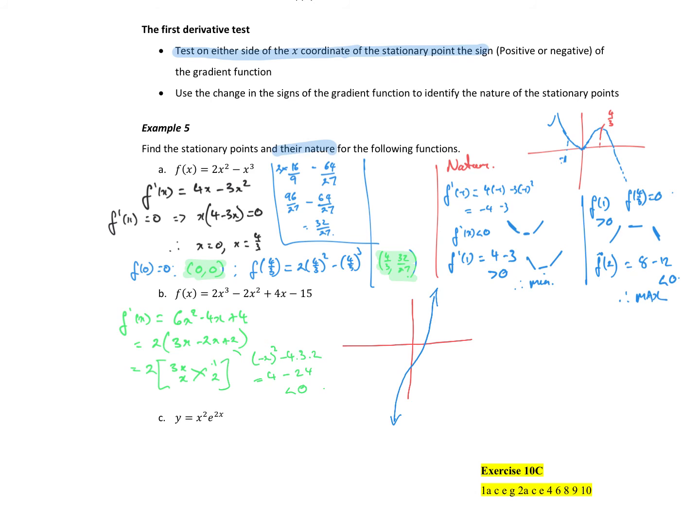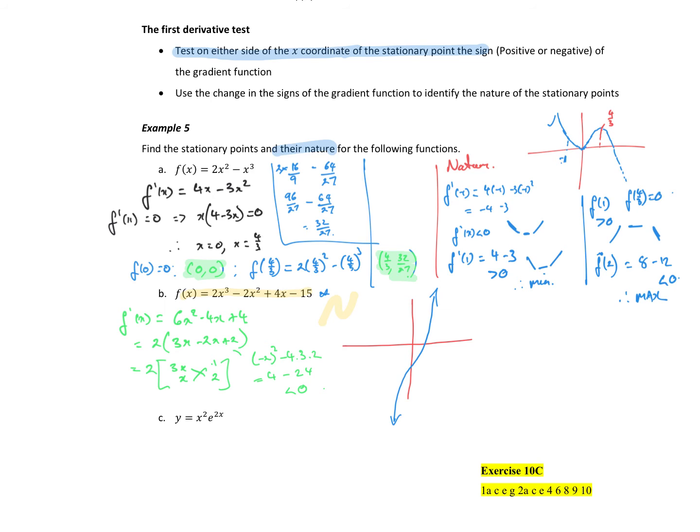So look, it's not something that we come across too often, but it just really highlights the fact that not every cubic graph is going to look like the traditional cubic. Okay, this one here happens to have no stationary points, and so that's roughly what it looks like. So let's go on to the next one.